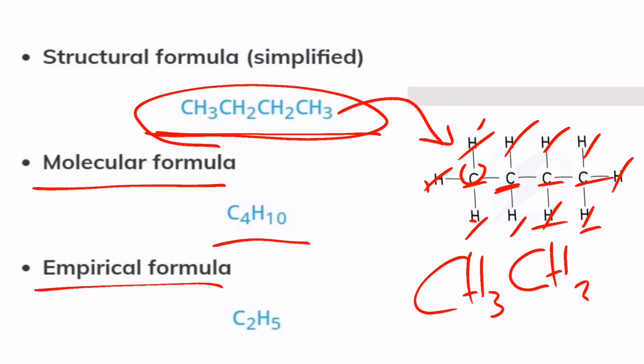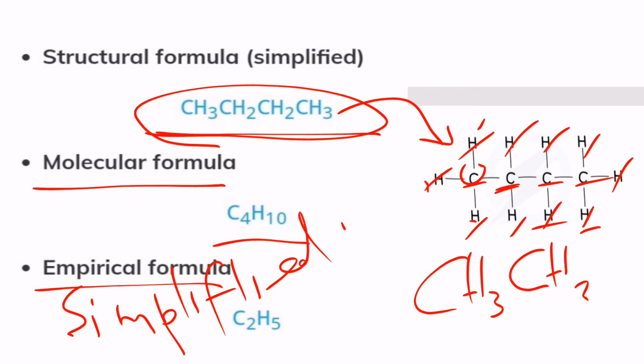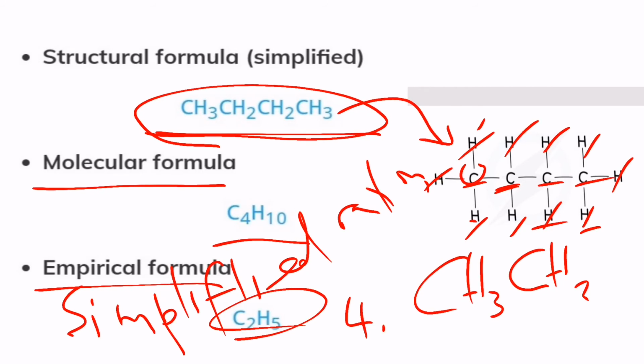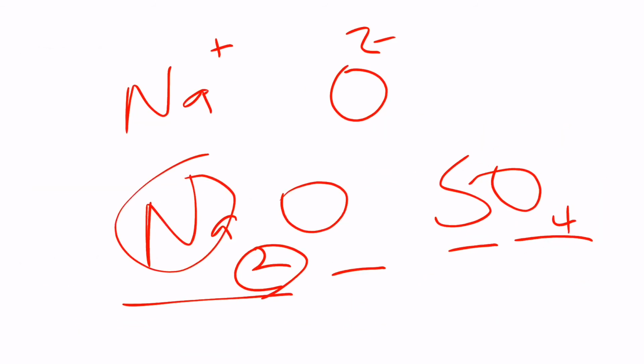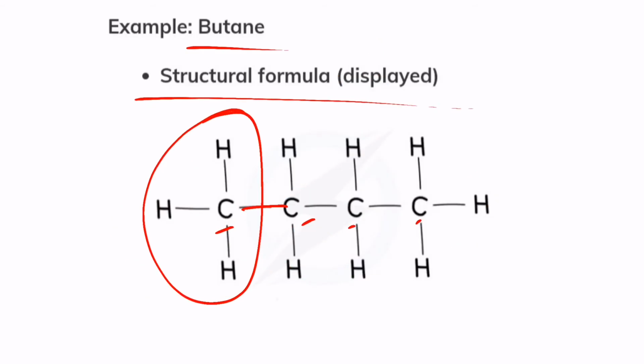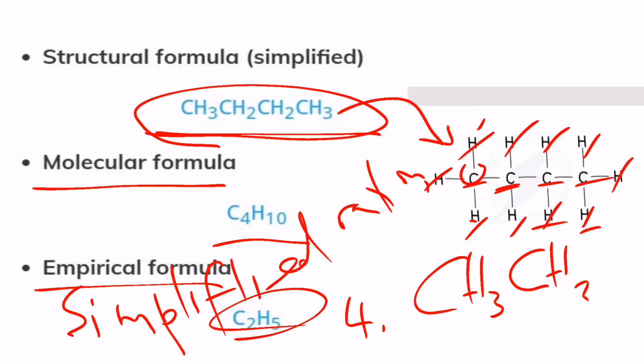We can also write this using the empirical formula. The empirical formula here is a simplified ratio. So when we talk about the empirical formula, here we have the ratio 4:10, which is the original ratio.